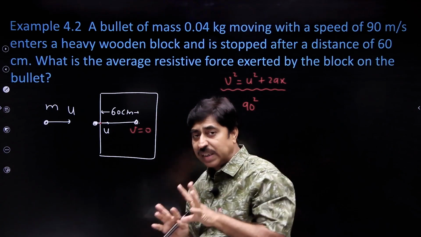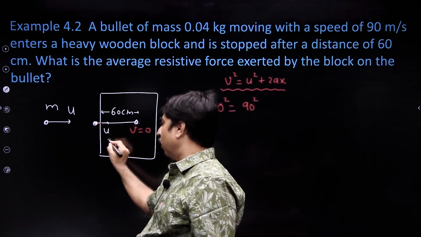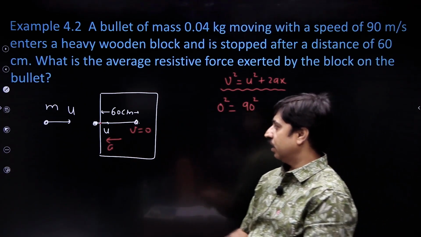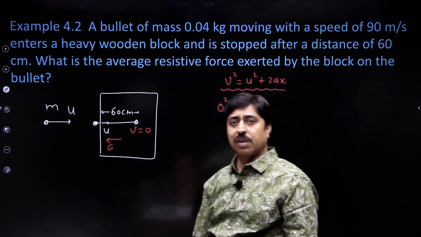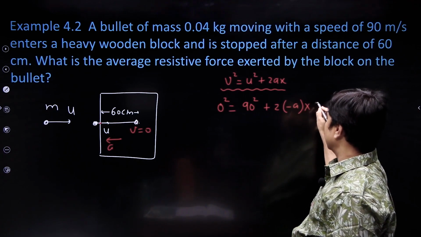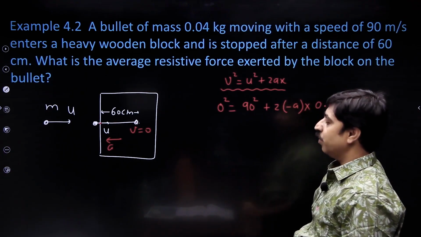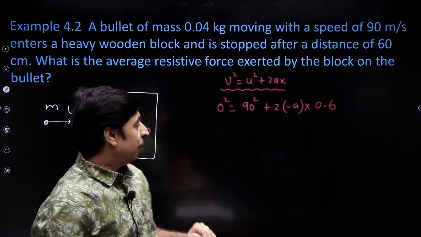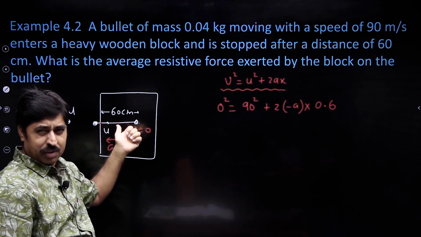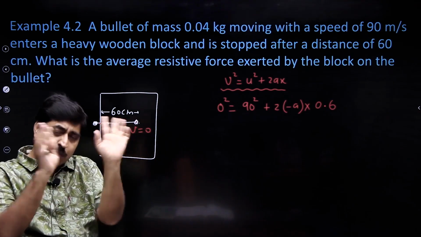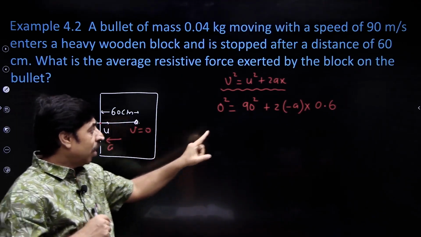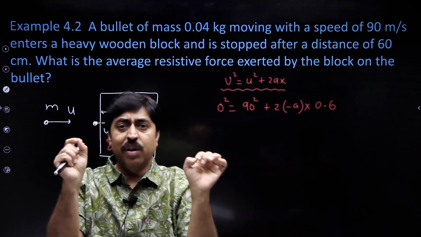From here to here it was retarded. There was a resistive force and it was experiencing an acceleration in this direction. So let this be our positive direction. So acceleration is in the negative direction. I am writing it as minus a, and the displacement is 0.6 meter, 60 centimeter converted into meter. Because I have already taken into account that acceleration is in this direction, a is just the magnitude of retardation. I am already saying that it is in this direction. So what a is referring to is the magnitude of acceleration.